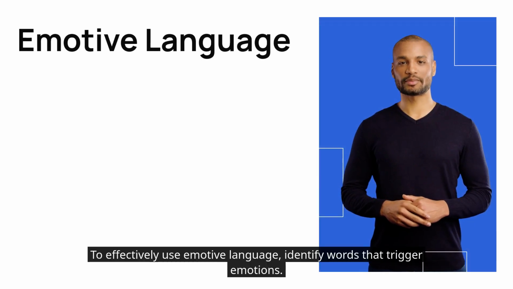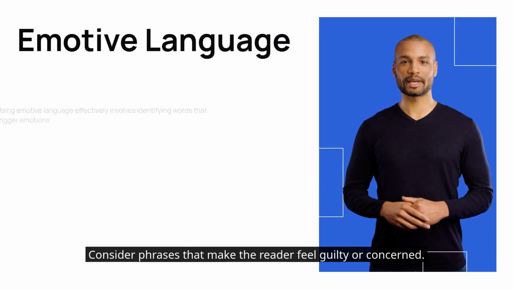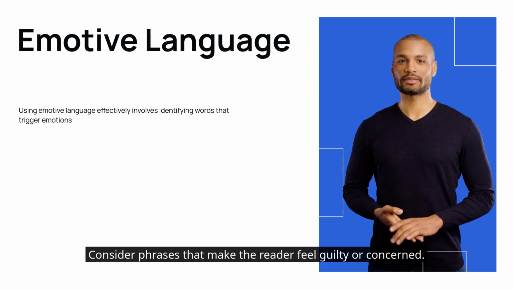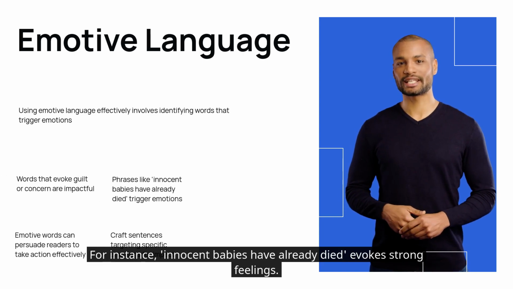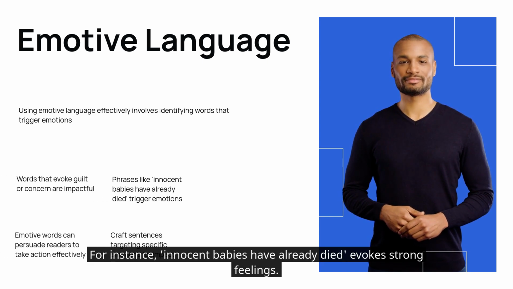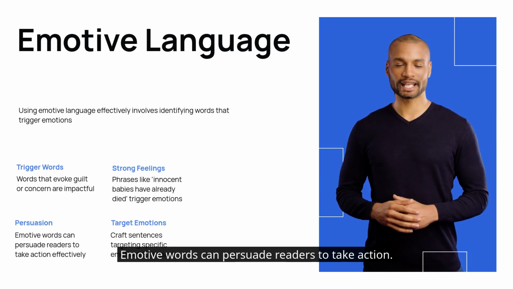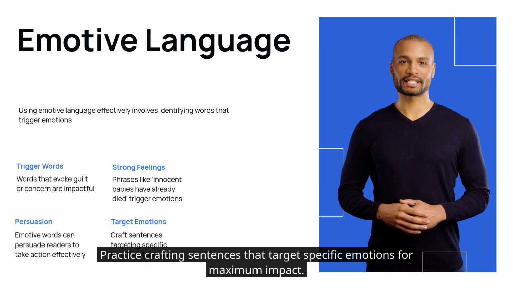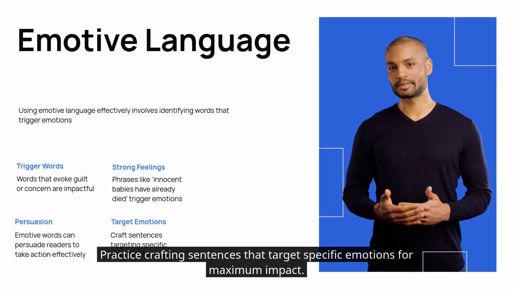To effectively use emotive language, identify words that trigger emotions. Consider phrases that make the reader feel guilty or concerned. For instance, "Innocent babies have already died" evokes strong feelings. Emotive words can persuade readers to take action. Practice crafting sentences that target specific emotions for maximum impact.